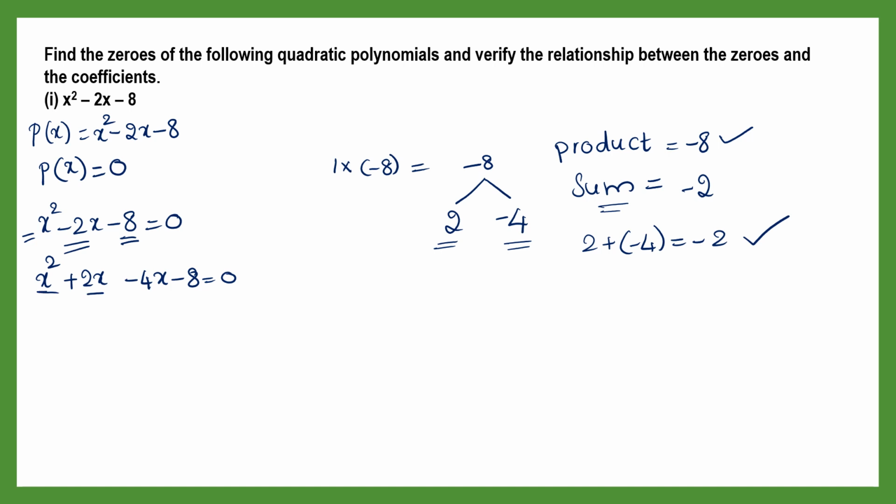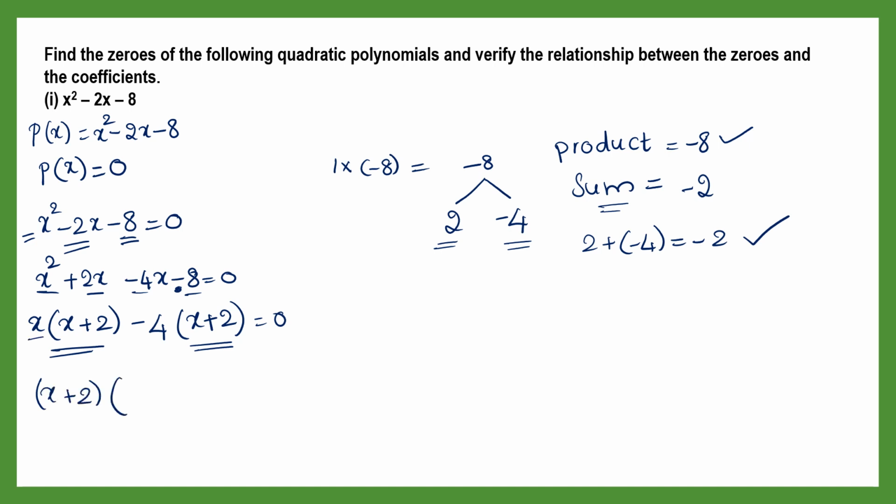In x square plus 2x, x is common, so taking x as common, x plus 2. In minus 4x minus 8, minus 4 can be taken as common. X, minus into plus is minus, so you will get plus here. Minus into plus is minus, here you have minus, then 4 2s are 8. That is equal to 0. X plus 2 in the first term, the second term also x plus 2. That can be taken as common. X plus 2 into, here what is left? X is left. In the second term minus 4 is left, is equal to 0.